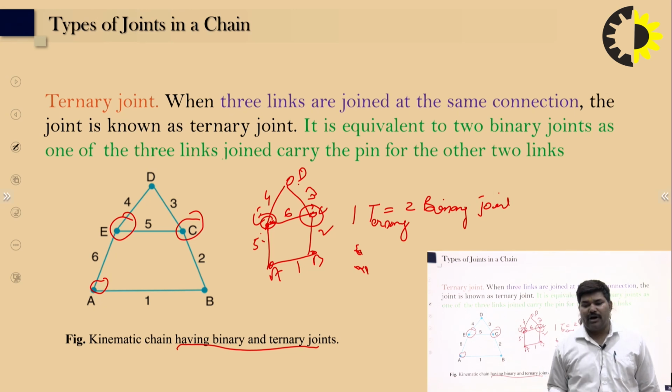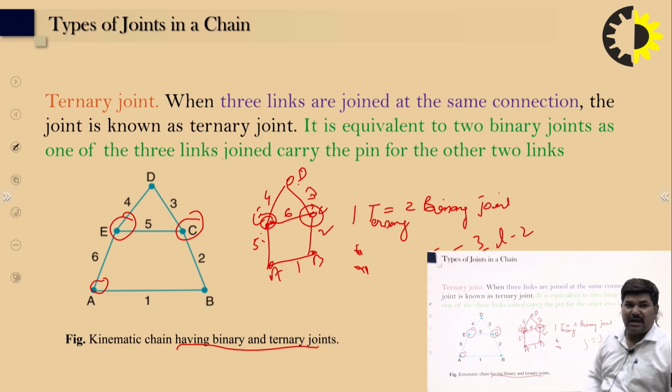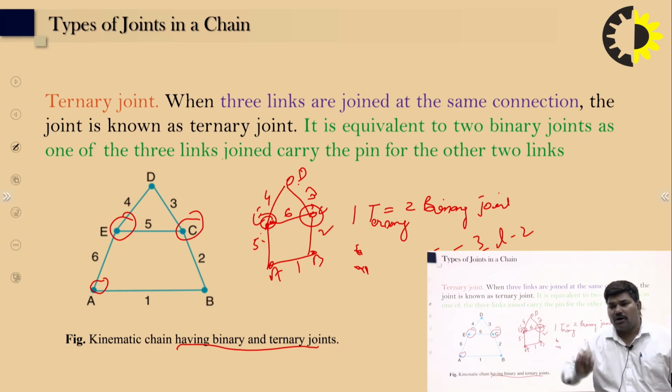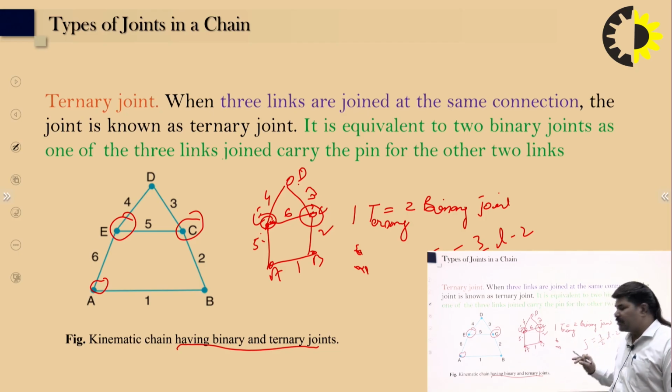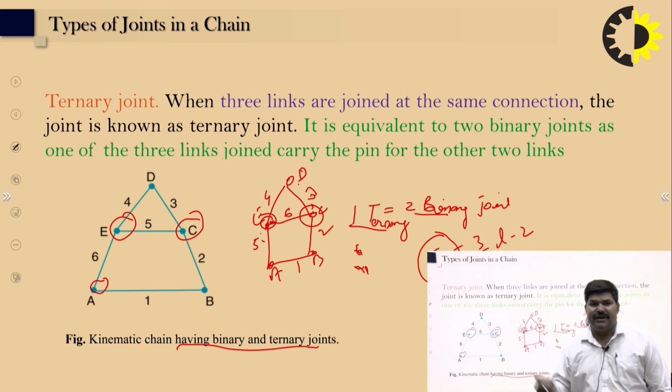You have seen the formula J equals 3 by 2 L minus 2, which AW Kelvin has given. Always, ternary joints and quaternary joints must be converted into binary joints, because the formula is in terms of binary joints. So one ternary joint equals 2 binary joints.